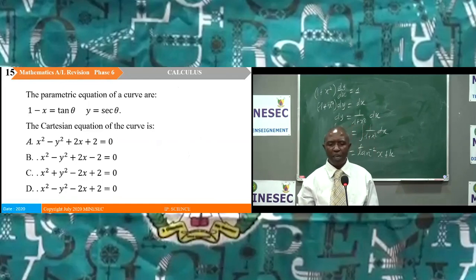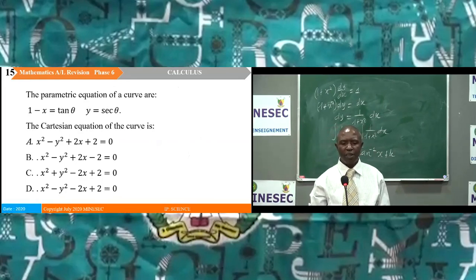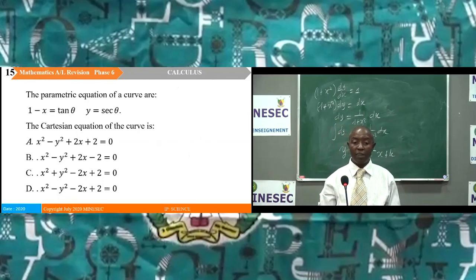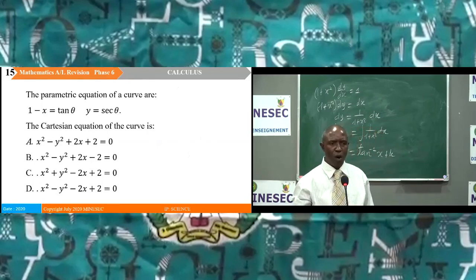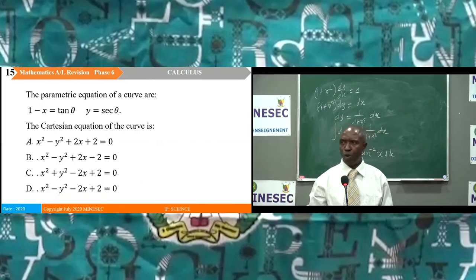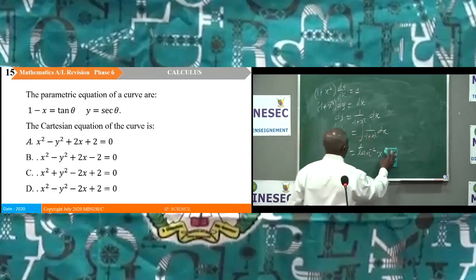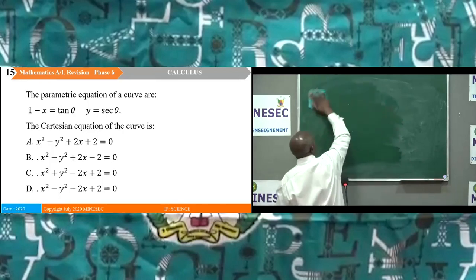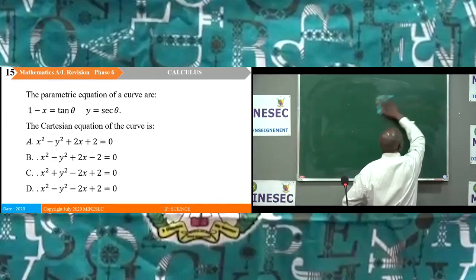The parametric equations of a curve are x equal to 1 minus tan theta and y equal to sec theta. The Cartesian equation of the curve is... now that we want the Cartesian equation, it means we need to transform this to have the equation only in terms of x and y. Let's come back to trigonometric identities and see how we can solve our problem here, to express it in Cartesian form, only in terms of x and y.